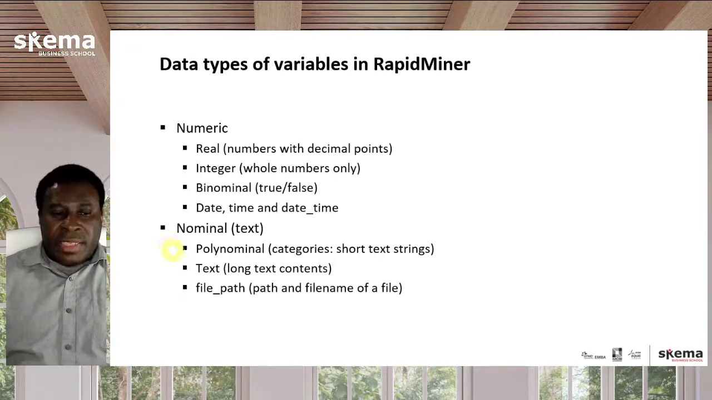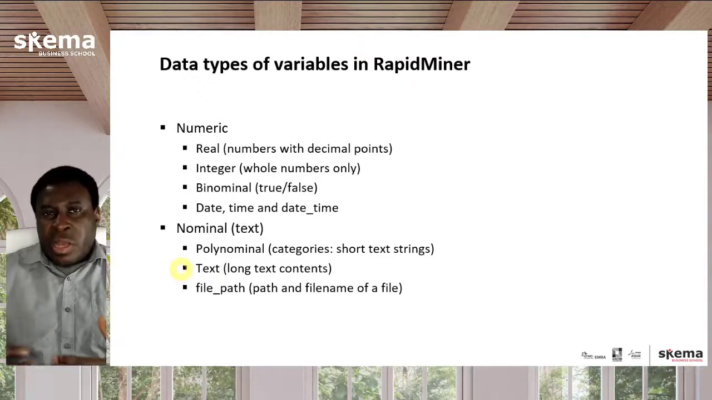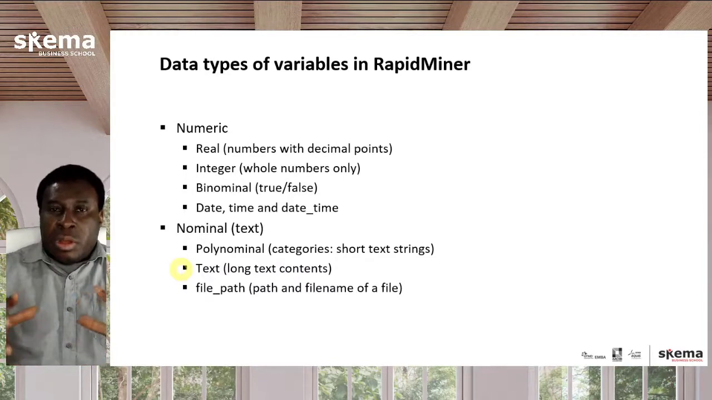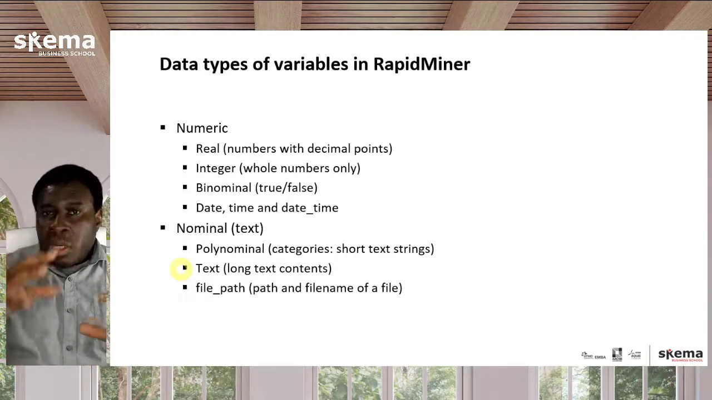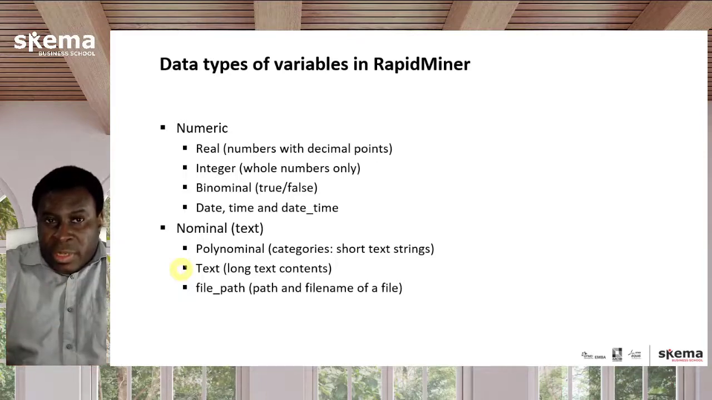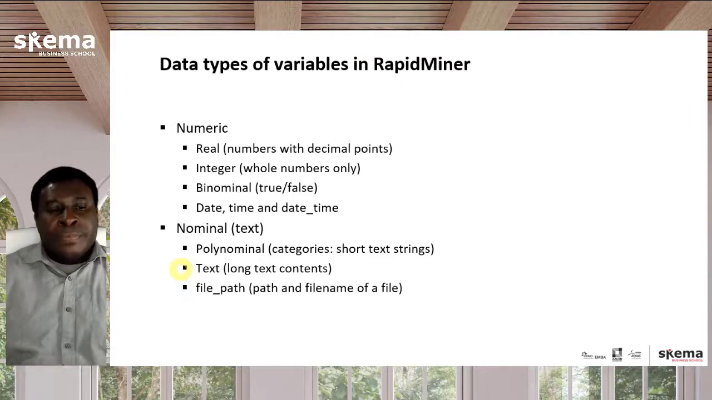And RapidMiner makes a distinction between polynomial and the text type. And text means long text content, specifically for text mining. So these would be text documents, such as memos or letters, or maybe tweets or Facebook posts, anything that is a long text which has some semantic meaning, and which to really understand, a human would need to read it and interpret it, then that is called a text type. It's more than just a short category or label.